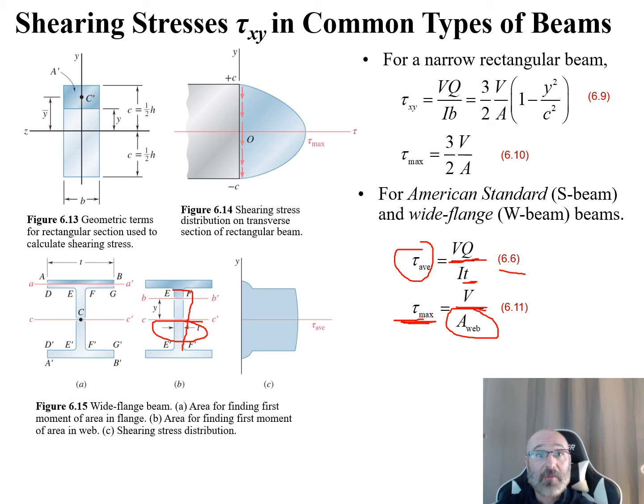If we know the height between those two, and we know the thickness right there, we can get the area of the web. And this goes back to our equation 6.11 in our textbook.